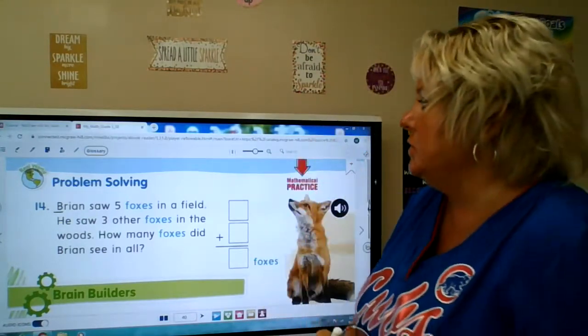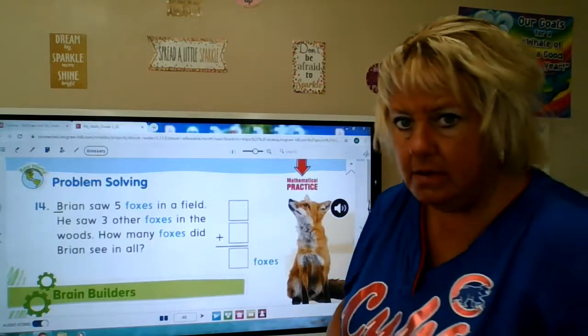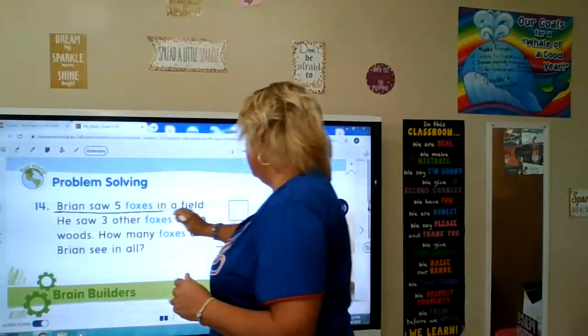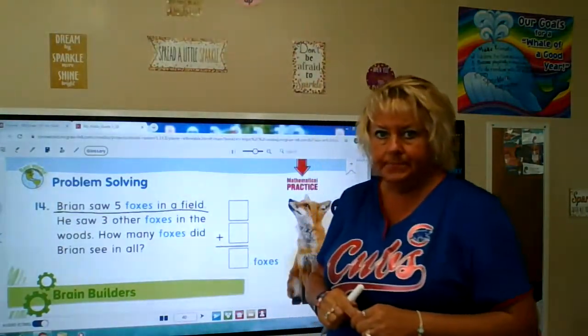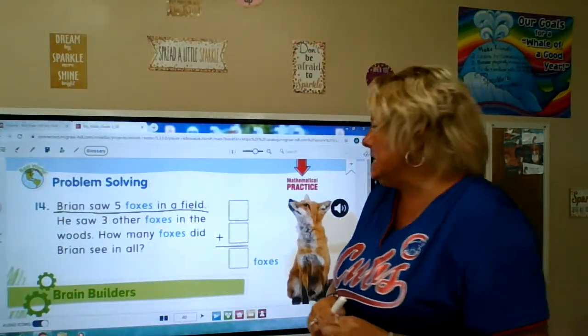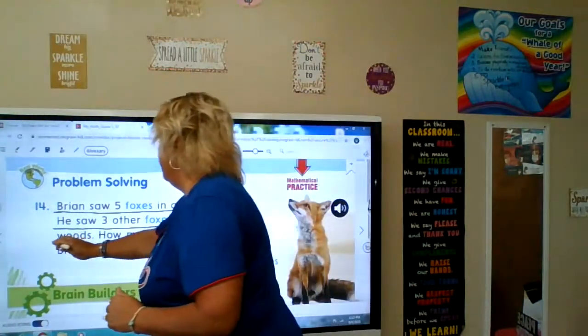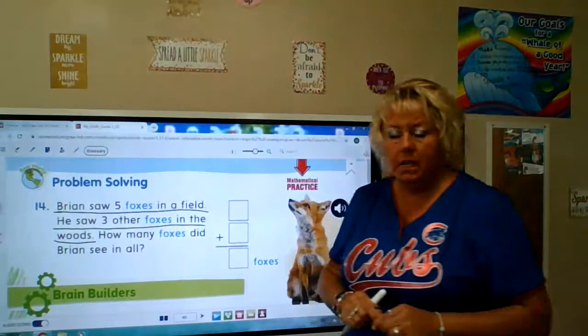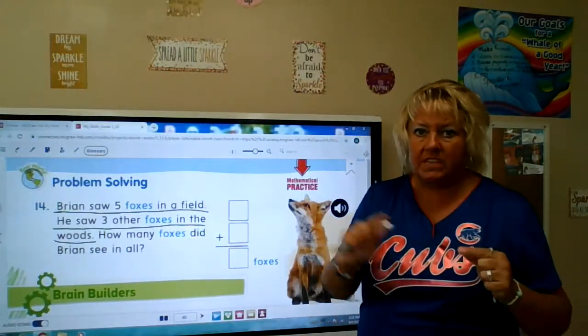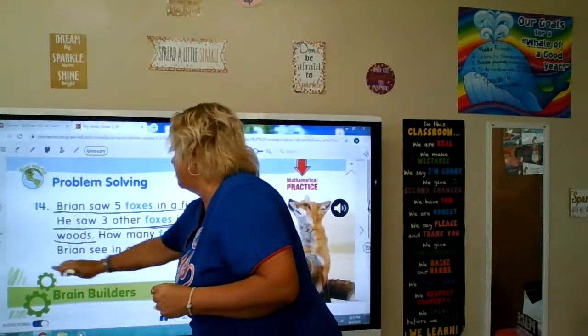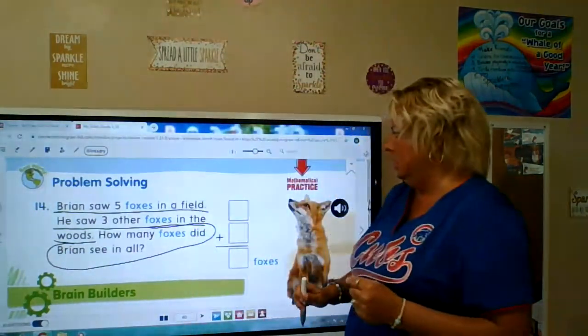Okay, so the little boy's name is Brian. Brian saw 5 foxes in a field. He saw 3 other foxes in the woods. We underline what we know. We circle what we need to know. How many foxes did Brian see in all?